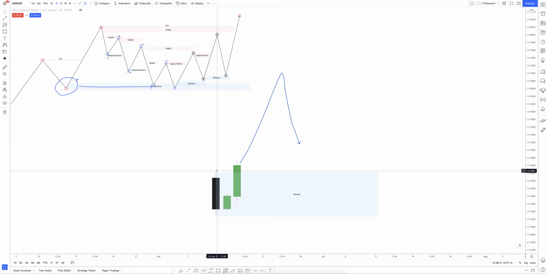Okay, the second way that I like to refine. Okay, so let's talk about the pros and the cons of this refinement. The pros and the cons of this refinement is you're really not going to miss a trade.